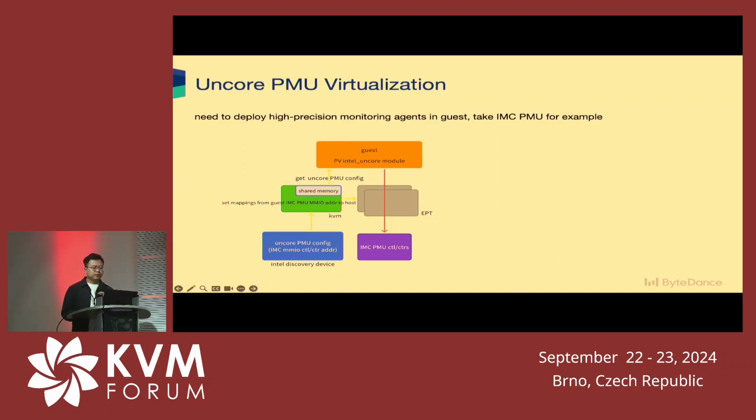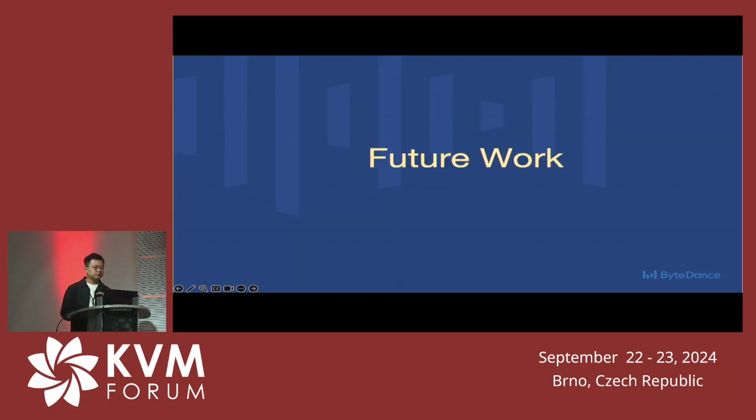And the IMC PMU on SPR uses MMIO access. So we need to reserve a guest address range for it and set up a GPA to host MMIO mapping in EPT. A key limitation of off-core PMU pass-through is that it is device granularity, which causes difficulty in sharing among multiple virtual machines.